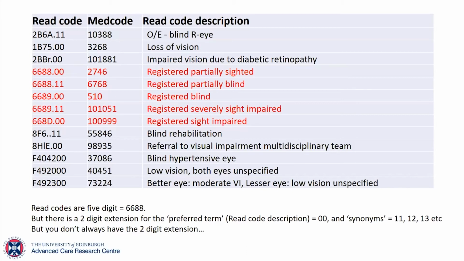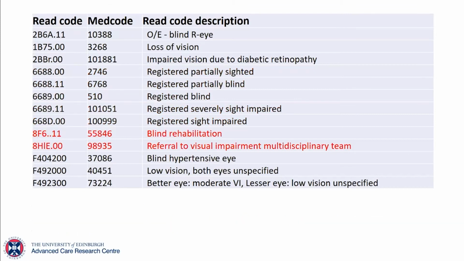And so as an example, registered partially sighted and registered partially blind are not quite the same thing, although blind registration is legally controlled. And so I'd be willing to say they are the same thing in this case. Registered sight impaired is not a blind registration category, so I don't quite know what it means. It probably means blind registration, but hard to know. You also get lots of codes like this, so blind rehabilitation, referral to vision impairment multidisciplinary team. Does that mean you're blind? Well, it's a bit hard to know what it means. And the process codes, I think, are often dubious.